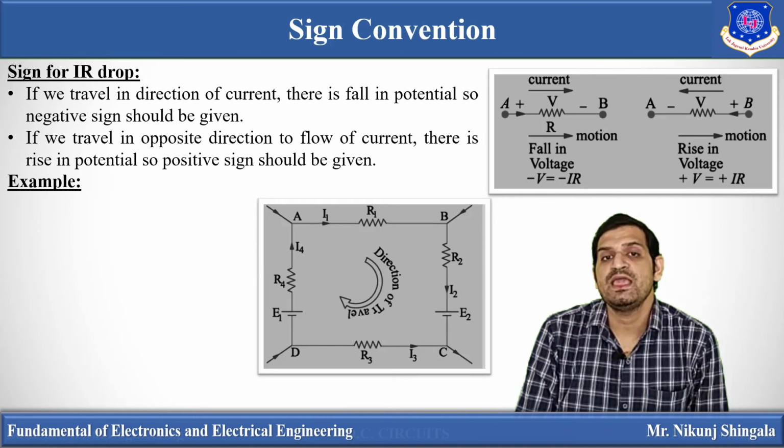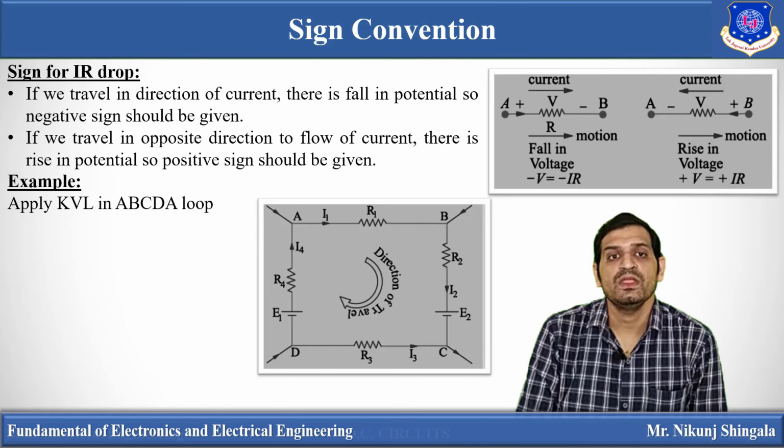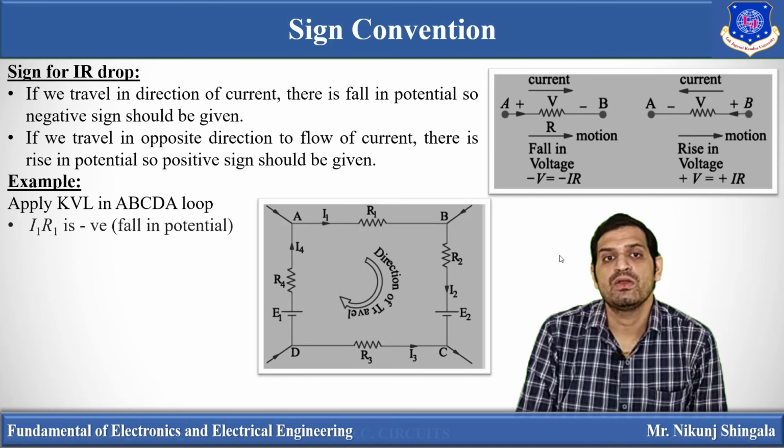Now, we have to apply KVL in this loop, and we have to find out the sign for the different EMF and IR drops. So, applying KVL in the ABCDA loop. Starting with the first branch, that is AB. Now, we are traveling from A to B. So, here the plus sign will be there, and here the minus sign will be there. And as we are traveling in the direction of the current, the potential difference will be negative. So, according to Ohm's law, potential difference is IR. So, we can write I1 R1 is negative because we are traveling in the same direction as current.